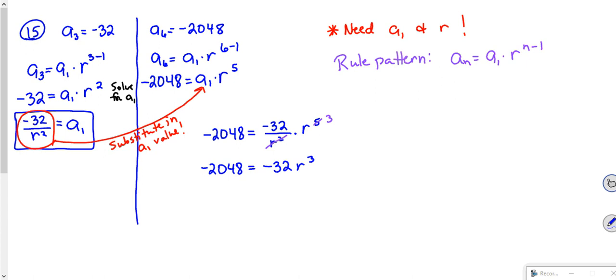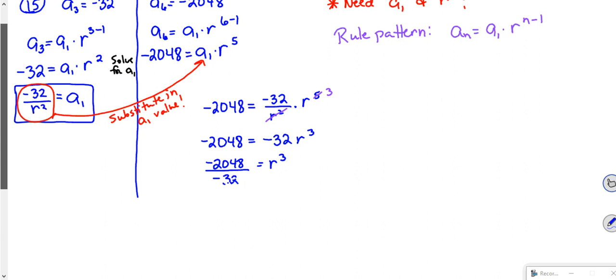Now, I got to solve for r. So first, I'm going to divide off the negative 32. So r cubed is negative 2048 divided by negative 32. Again, hitting a little dead spot here, so let me scroll. So negative 2048 divided by negative 32 is, sorry, positive 64. Actually, let me rewrite that. We don't need the plus sign. And I'm going to scroll.